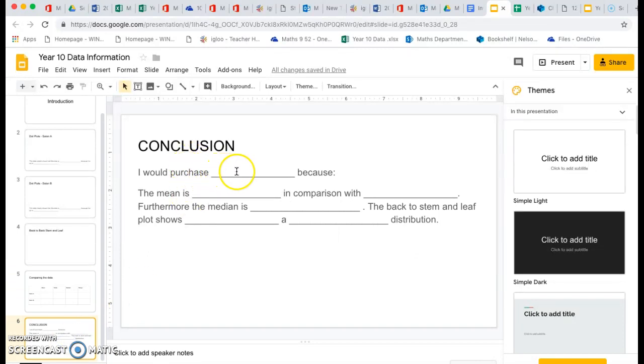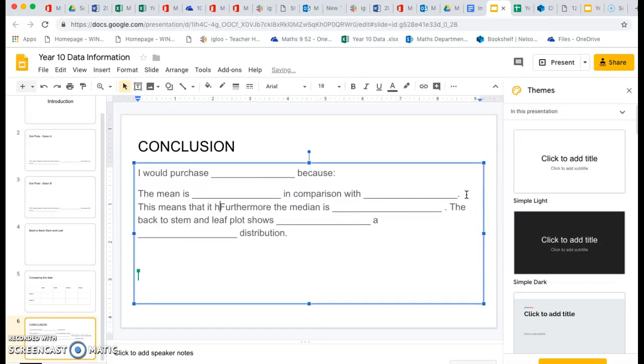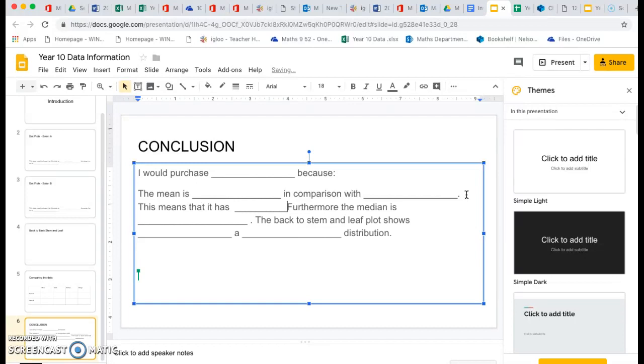I would purchase, which one? Salon A or Salon B, because, and this is where we need to use our statistics to support or justify our answer, the mean is... for Salon A in comparison with whatever Salon B. This means that it has more customers. And let's put that in. So we need to delve in and try to explain what our mean is.